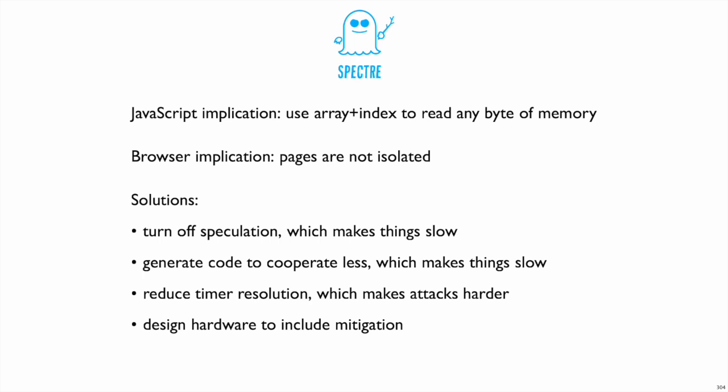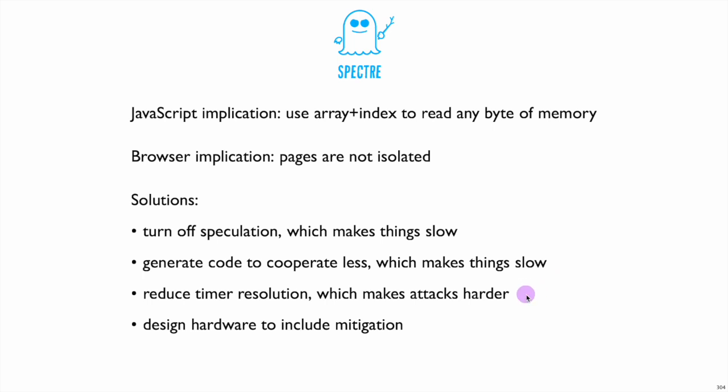To fix this, a JavaScript implementation either has to turn off speculation somehow at the CPU level, which makes things very slow. All of that speculation and caching is there for a reason. It can generate code that makes this less likely to happen, but that means you have to make extra instructions and make the code slower than it would be. So again, the cure can be worse than the disease in many cases there.